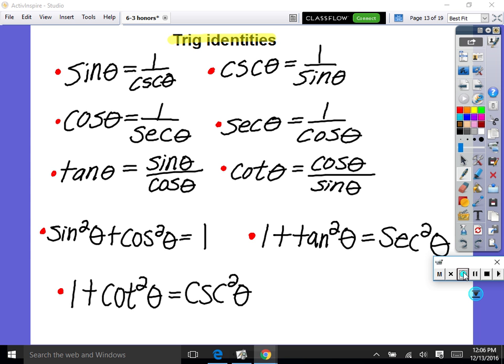Secant theta is 1 over cosine. Cotangent is cosine over sine. So anytime you see cotangent, you could rewrite it as cosine over sine, or anytime you see cosine over sine, you could rewrite it as cotangent. Then some new things here: sine squared theta plus cosine squared theta equals 1. That is a true statement. Then also 1 plus tangent squared theta equals secant squared theta. And then 1 plus cotangent squared theta equals cosecant squared theta. So if you see any of these, you can rewrite it from one side of the equation to the other. You can rewrite it both ways.